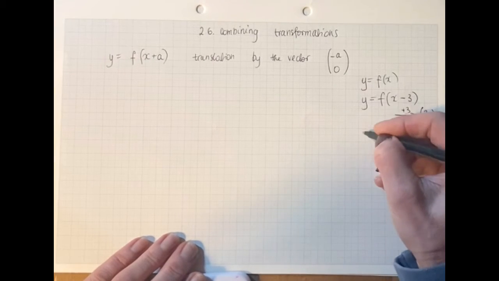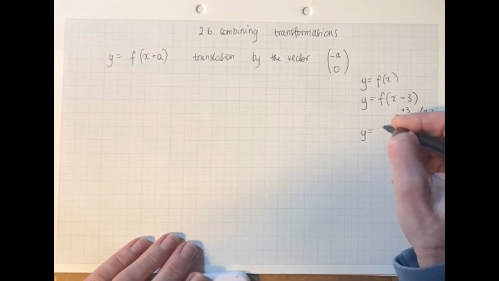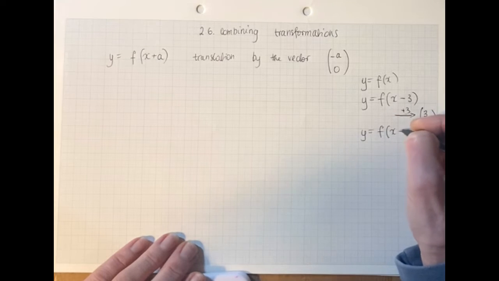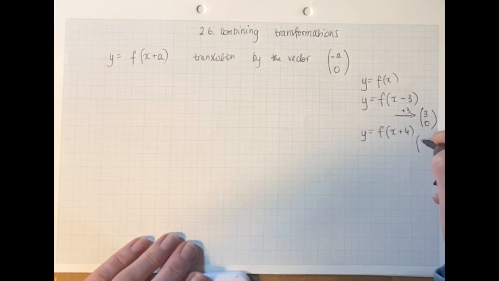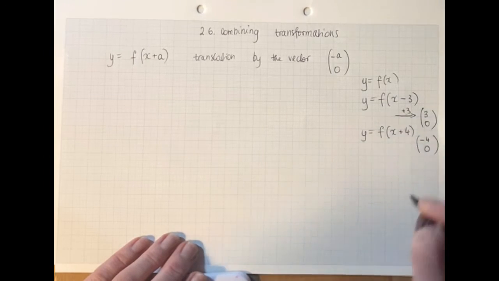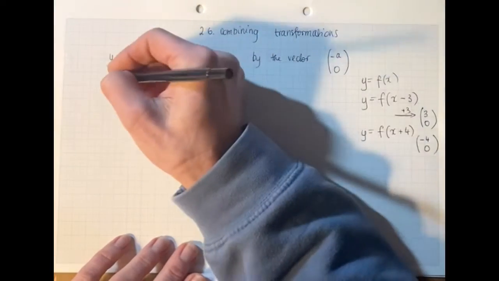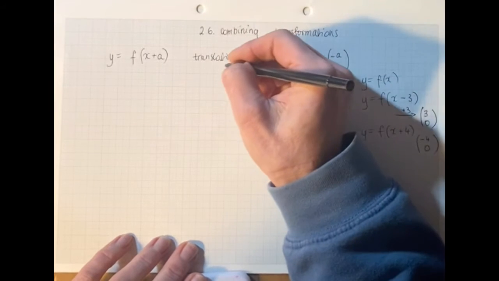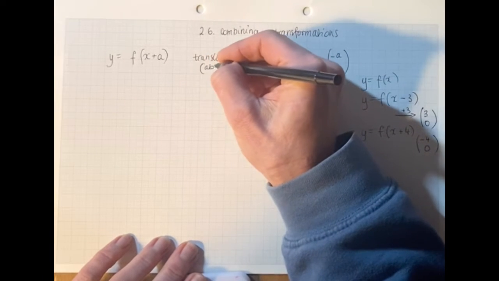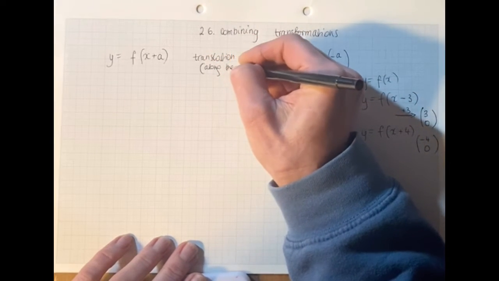For the translation to the left, I would have to be adding a number. So let's say plus 4, and that means I'm going to shift through the vector minus 4, 0. Now, this was translation along the x-axis.